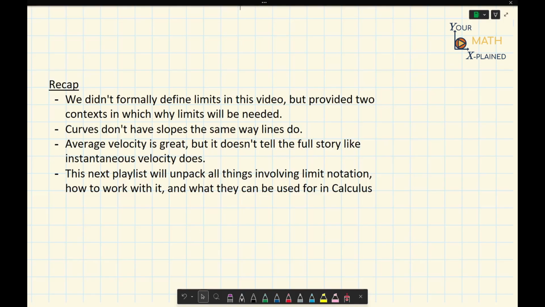Because let's say you got to your friend's house at an average speed of 60 kilometers an hour, it doesn't mean that you're driving at that speed the entire time. You could be driving slower on the smaller streets and driving faster when you're on the highway. So that instantaneous velocity is what tells us what your speed is at any particular moment in time. This next playlist will unpack all these things involving limit notation. And I hope you're ready because this is going to be a fun one.